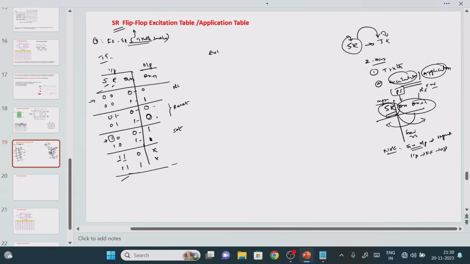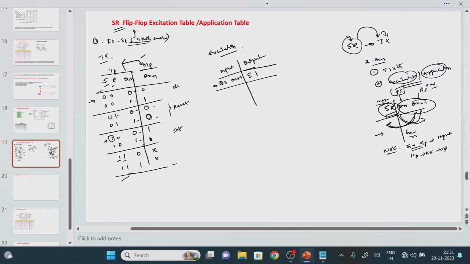Now we can write the excitation table or application table. As we discussed, in the excitation table, outputs are considered as the inputs and inputs are considered as the outputs. Qn and Qn plus 1 are the assumption first-level output and the final-level output. So in case of the excitation table, the outputs are the inputs. The output of the flip-flop is Qn plus 1, and that we need to consider as the input. So now what will be the output value? Try to guess.